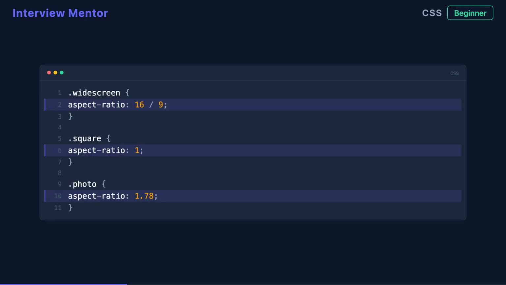The syntax is beautifully simple. You can write aspect-ratio: 16/9 for widescreen, or aspect-ratio: 1 for a perfect square. You can also use decimal notation like aspect-ratio: 1.78. The slash notation is most common and mirrors how we naturally talk about aspect ratios.